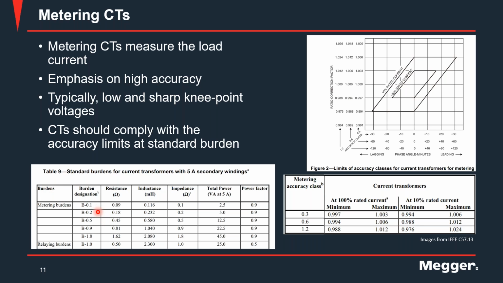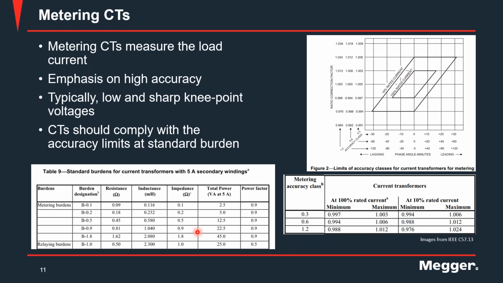And then on the left here, this table shows you the different burdens. So along with the accuracy class, you will be able to see a burden value on the nameplate as well. So if it says 0.3 B 1.8, what it means is that the CT will be able to function as per its 0.3 accuracy class, as long as the burden doesn't exceed 1.8 ohms.